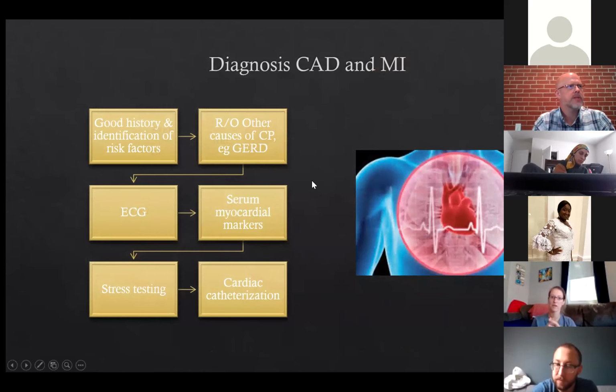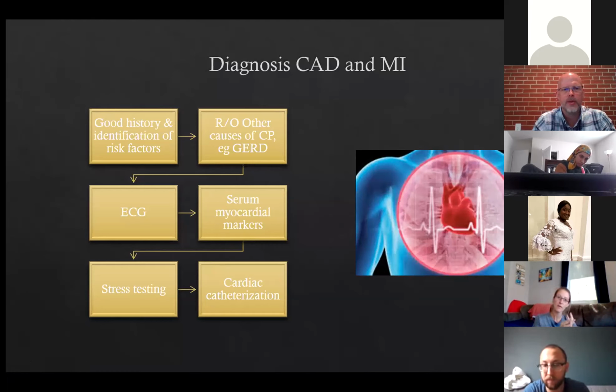So, diagnosis of CAD and MIs. This is probably most strongly related to just someone having coronary disease. We'll look at a good history, identification of risk factors. So that's obviously diet, lifestyle, cholesterol panel, looking at their genetic history. We always want to rule out other causes. Oftentimes, acid reflux and GERD can be associated with symptoms similar to a heart attack, so you want to rule those out. And we usually rule out the heart attack first.